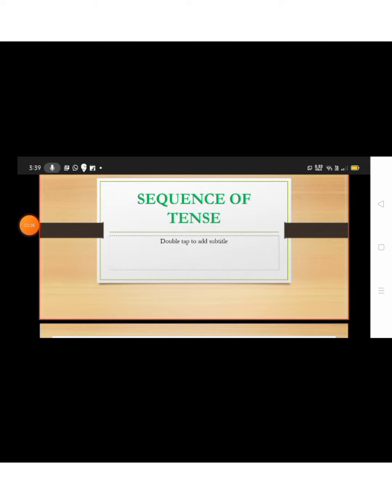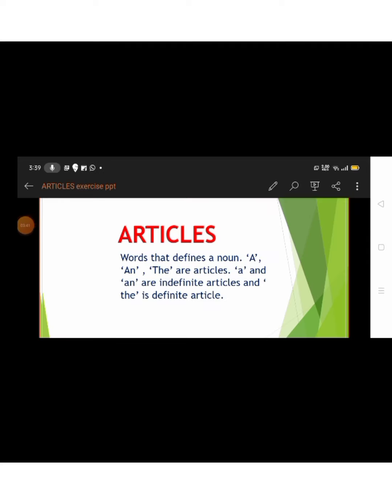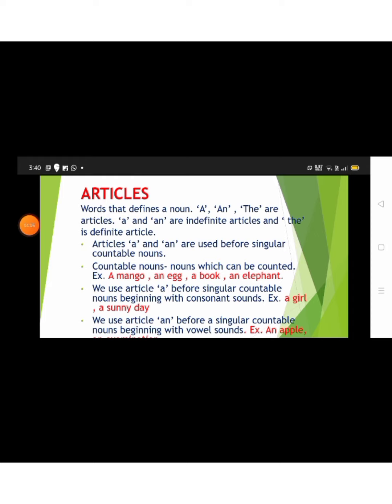Let us move on to our next topic, that is articles. Articles, a very easy topic for you people. You all know very well about this topic. What are articles? Words that define a noun. A, an and the are articles. A and an are indefinite articles, and the is the definite article.